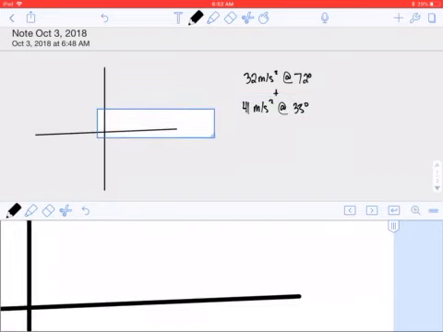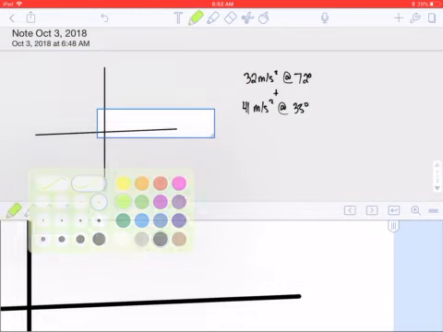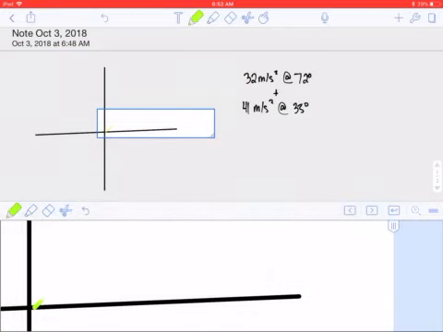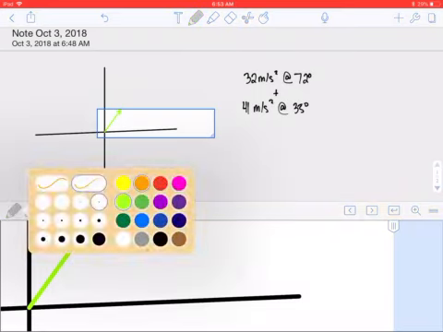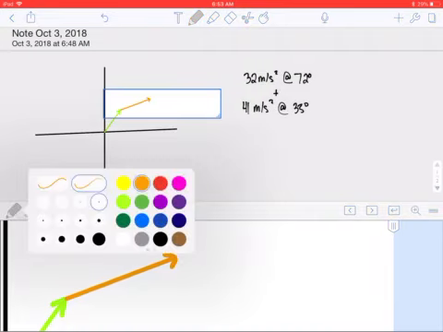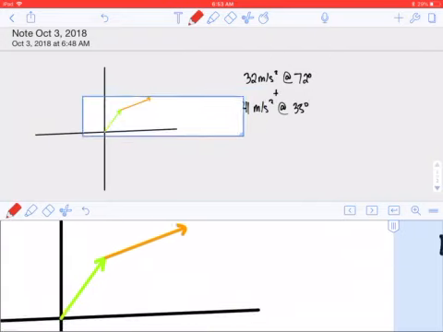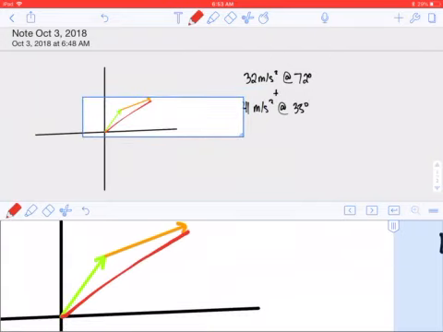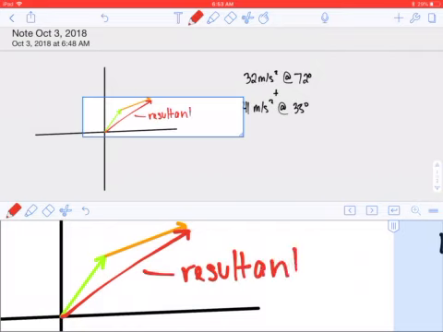Okay, one way I could do it is I could actually draw these in. So let's say this is vector 1. I'm going to draw 32 at an angle of 72 degrees. Then I'd add vector 2 at an angle of about 35. Then I could say that my overall vector is this red one right here. This is what we call the resultant. The definition of resultant is just the addition of two vectors.